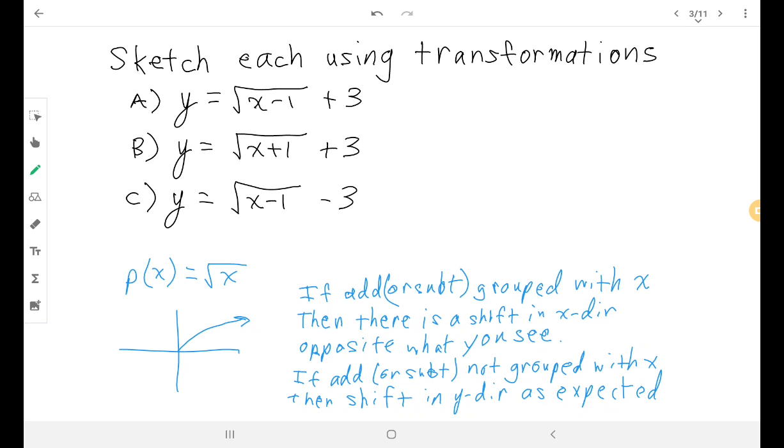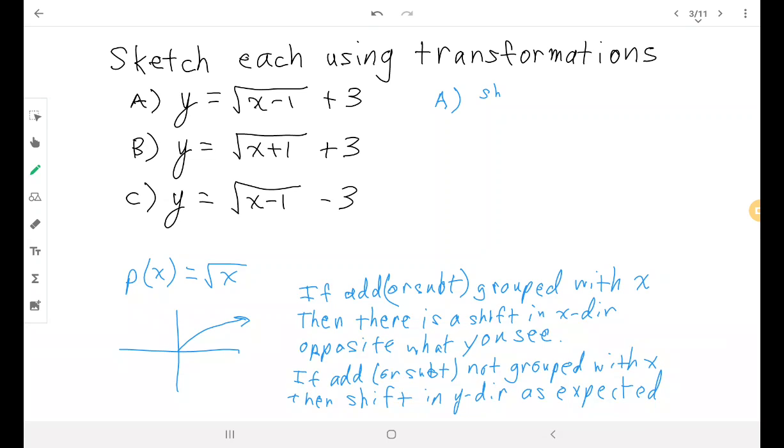So these are two really good rules to follow, and they're really going to help us a ton in this, okay? So this is the parent function, and these are how shifting, that is transformations, which only occur with addition and subtraction. This is how they shift that parent function. So for A, for example, let's talk about what the shifts are first.